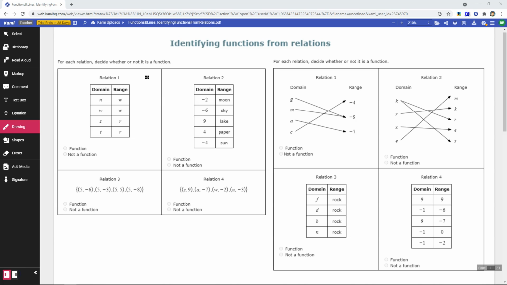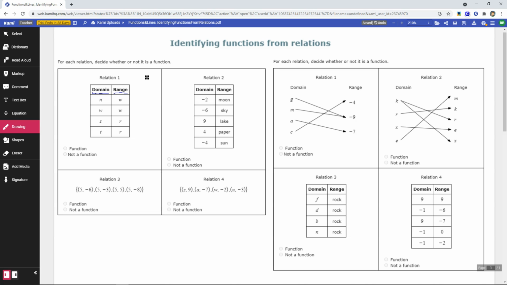In this video, we're looking at identifying functions from relations from the Functions and Lines pie slice in ALEX for Algebra 1. So it says for each relation, decide whether or not it's a function. So what we need to do is look at the domain, that's all of our x values, and the range, all of our y values.